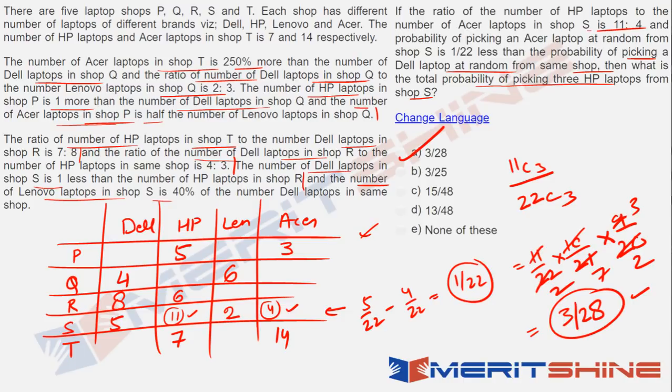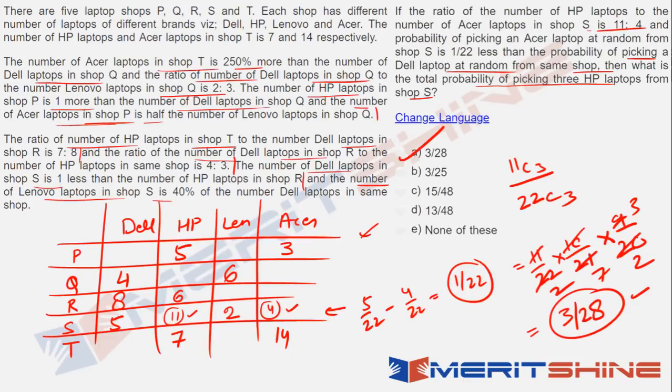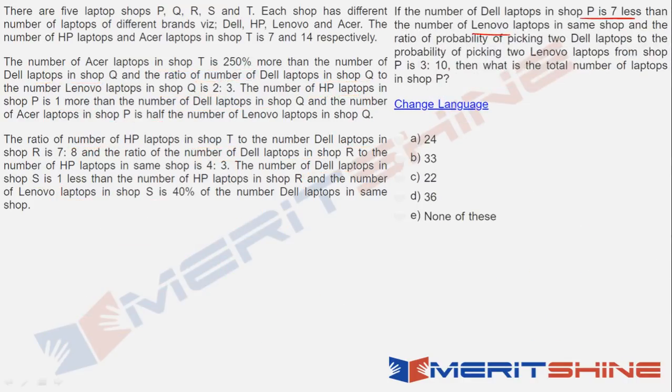Let's look at the next one. Look at this one now. If the number of Dell laptops in shop P is 7 less than the number of Lenovo laptops in the same shop, and the ratio of probability of picking 2 Dell laptops is this, then what is the total number of laptops in shop P? I'll need to go back to the table. Let's just pick the numbers for shop P from there. These are the numbers. If you look at this first row, these are the numbers that we need for shop P. Let's just copy this part of the table. Dell, HP, Lenovo, Acer, 5, 3. Okay.